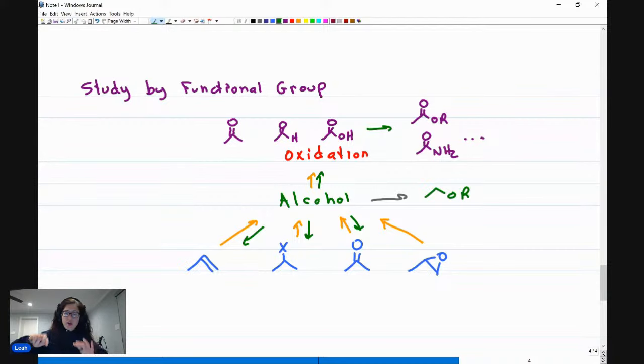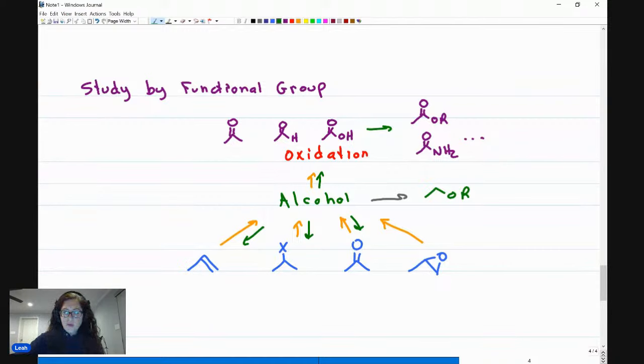You want to be able to look at a molecule and say, how can I make this functional group? And so your challenge for tonight, say yes in the comments if you're going to try it, is to just practice. Take a functional group, turn it into whatever you can. Take one of those, turn it into whatever you can.